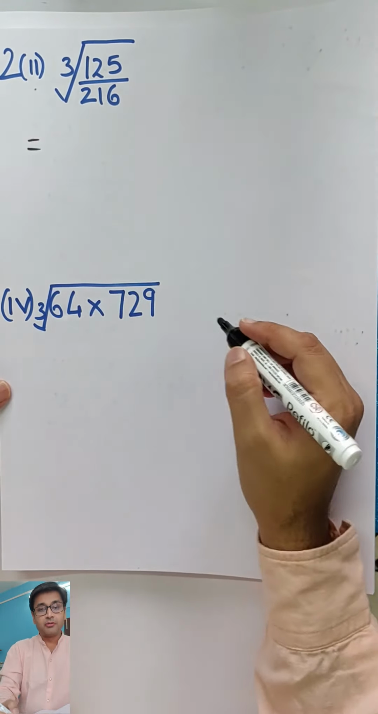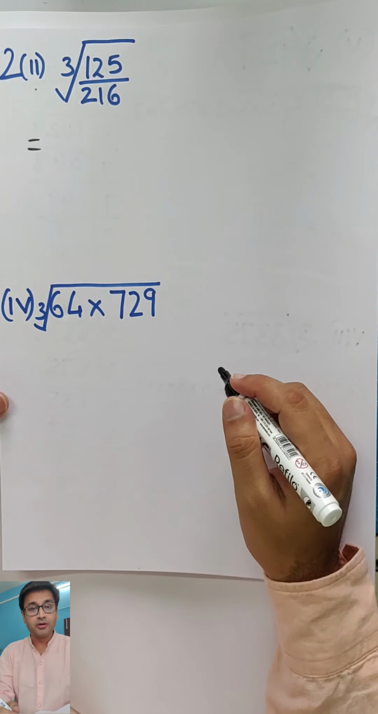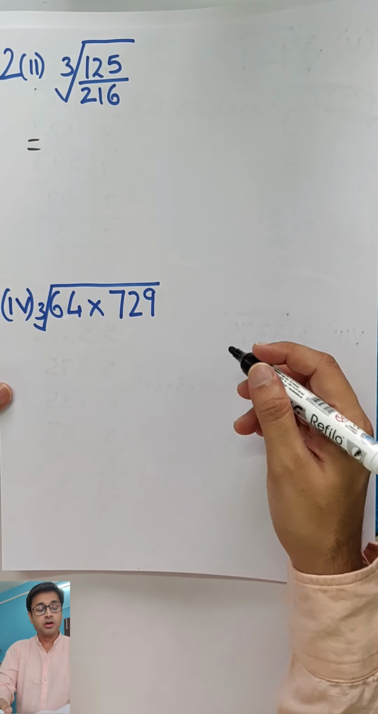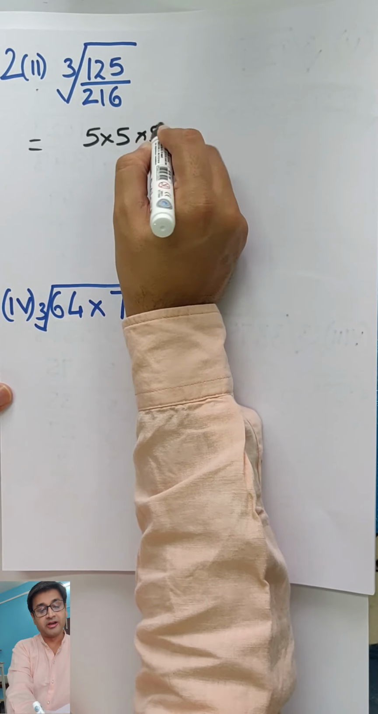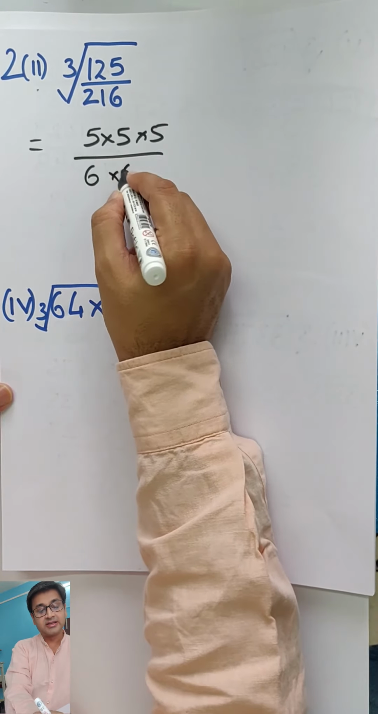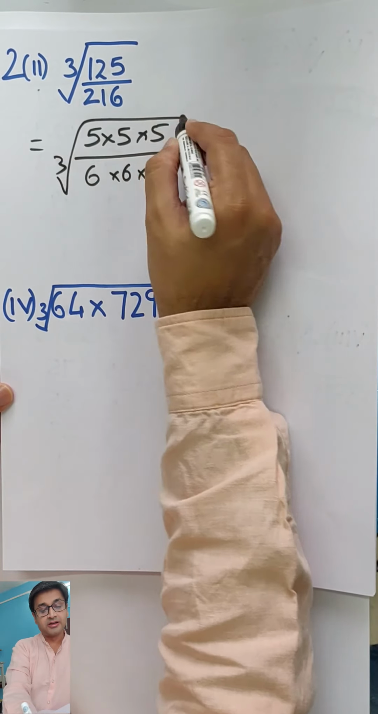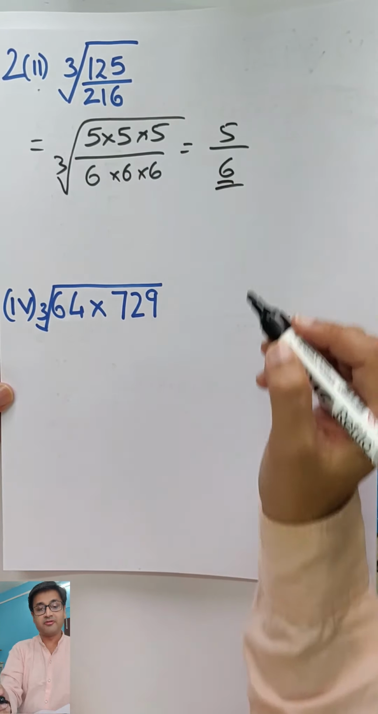Come on. Pause your video. Mental math. I don't want anyone to use prime factor methods anymore. Come on, hit it. 125, so 5 into 5 into 5. 216, 6 into 6 into 6. Under the cube root. So my answer should be 5 by 6.